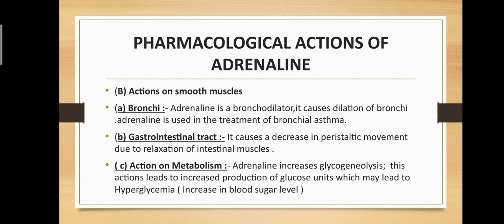Action on smooth muscles. There are also subtypes. Bronchi: adrenaline is a bronchodilator. It causes dilation of bronchi. Adrenaline is used in the treatment of bronchial asthma. Gastrointestinal tract: it causes a decrease in peristaltic movement due to relaxation of intestinal muscles. Action on metabolism: adrenaline increases glycogenolysis. This action leads to increased production of glucose units, which may lead to hyperglycemia, that is an increase in blood sugar level.